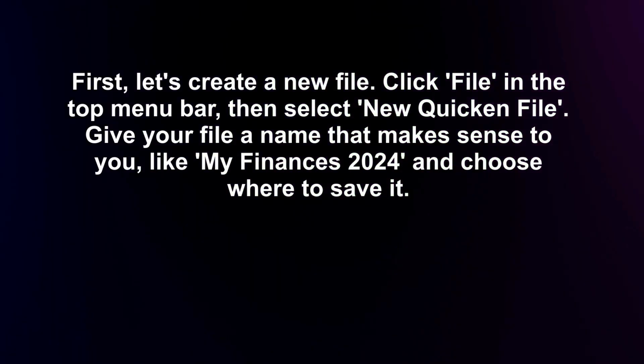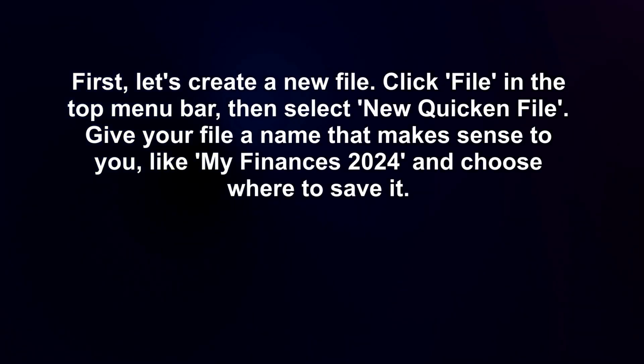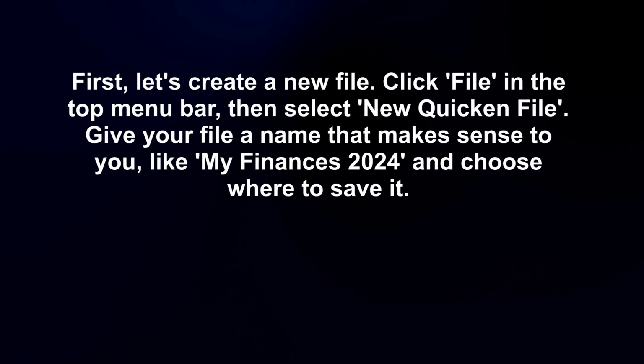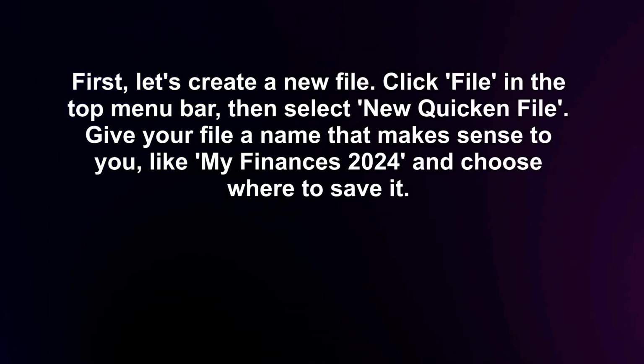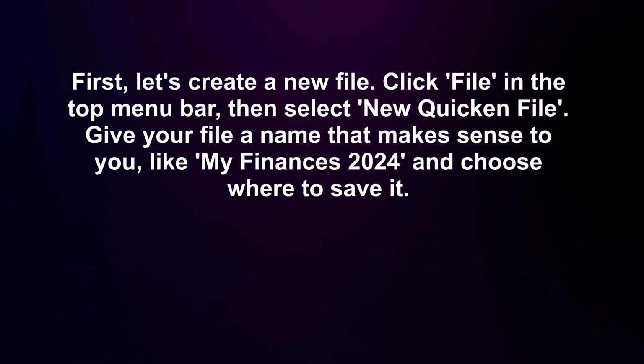Click File in the top menu bar, then select New Quicken File. Give your file a name that makes sense to you, like My Finances 2024, and choose where to save it.